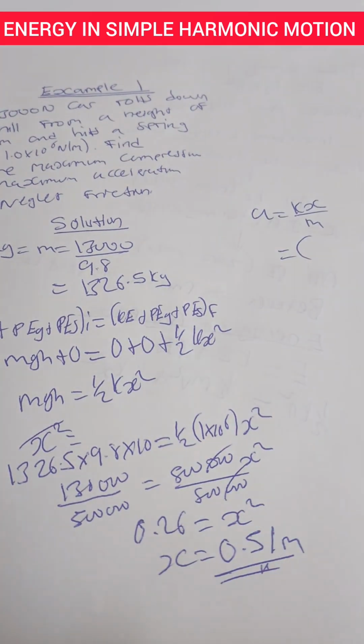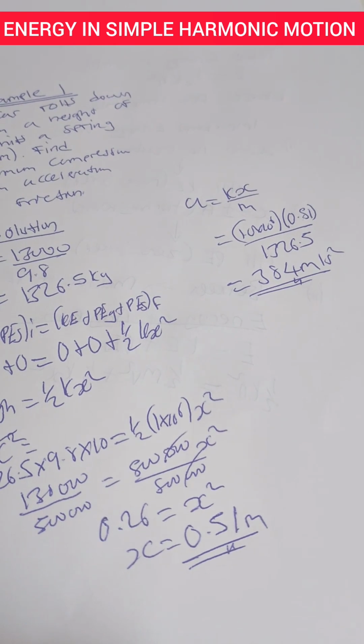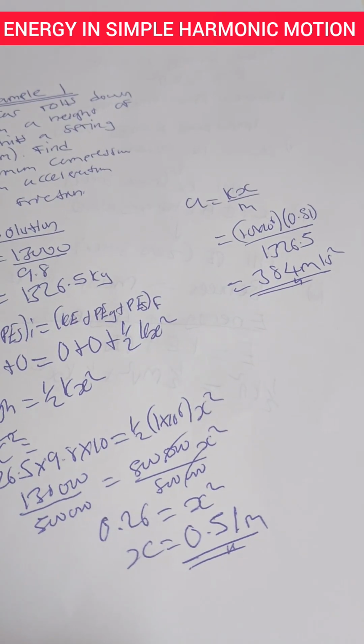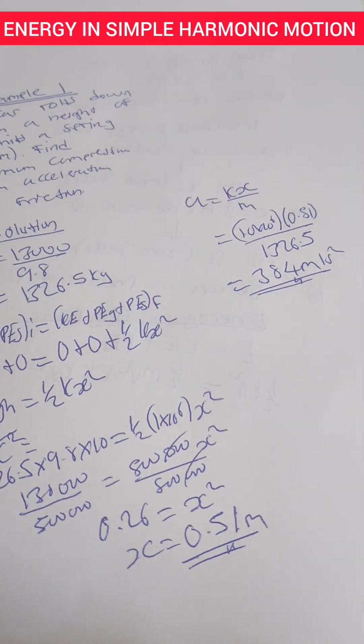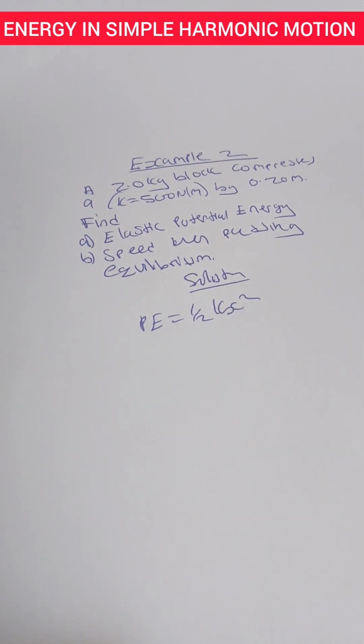So that's it, guys. Let's go and do our final example, which is example 2. Here is our final example: a 2 kg block compresses a spring having a spring constant of 500 Newton per meter by 0.20 meters. Find the elastic potential energy. So what's the formula of elastic potential energy? Potential energy is just half kx squared. So when we replace the values, it is half times 500 Newton per meter times 0.20 squared, and the answer is going to be 10 joules.